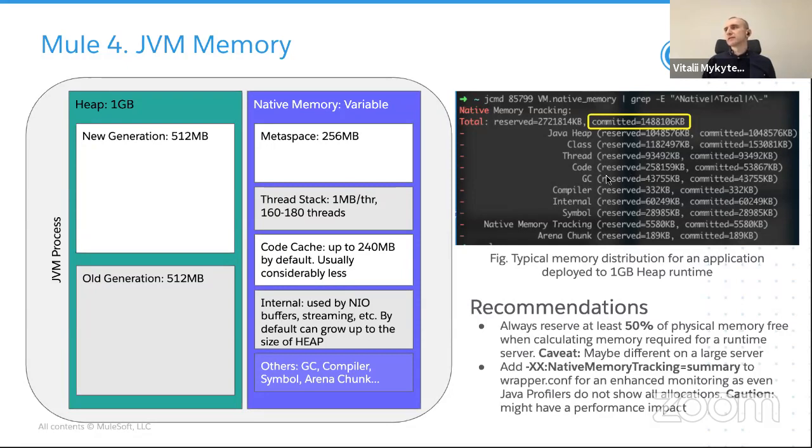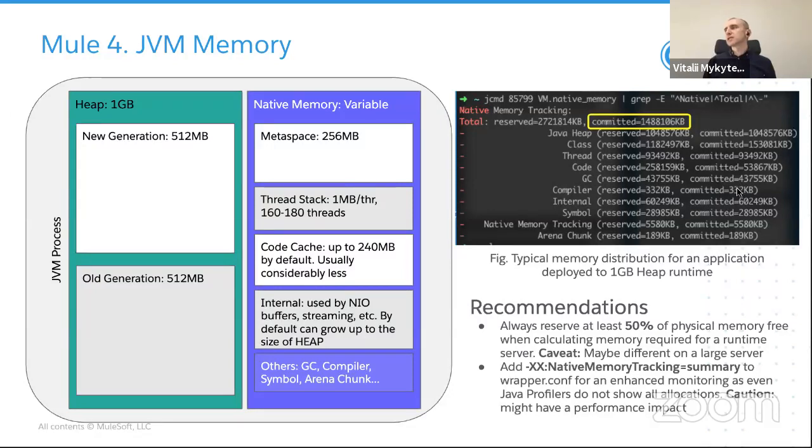On the right side of this slide, you can find, for example, a typical scenario of the application deployed to 1 GB runtime with some allocations as presented. For example, Java Heap consumes 1 GB. Class, which corresponds to meta space, consumes 153 megabytes. Threads, as I mentioned before, 1 megabyte per every thread stack, 93 megabytes, which means that we have around 90 threads running in JVM.